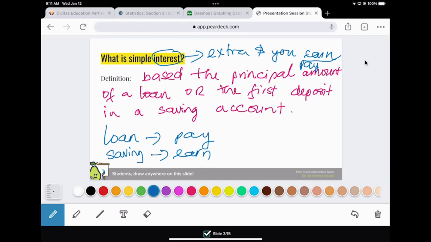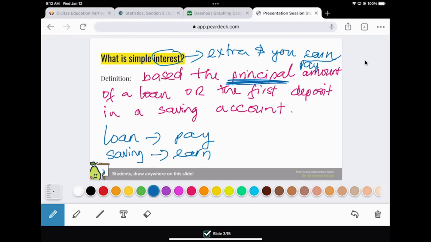So here's the thing: simple interest depends on what you put in the bank, or what you take out as a loan. You only pay the interest on that amount once. It's not accumulated, it's not going to regenerate. So whatever the first amount that you put in, the interest will always be based on that same amount. It's not going to change anything. So if you put in $1,000, they always calculate the interest based on that $1,000.